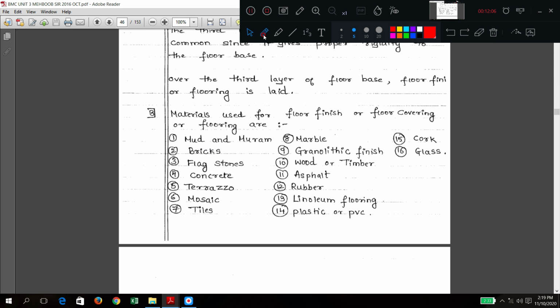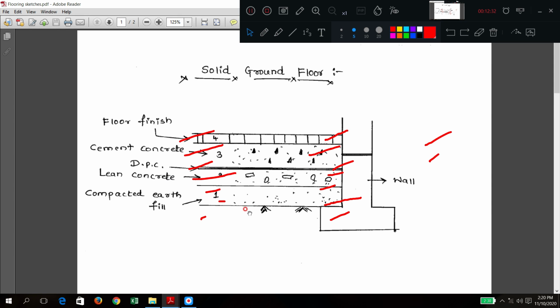So what are the things we can use? We can use mud, bricks, stones, concrete, terrazzo, mosaic, normal tiles, marble, granulithic finish, wood, asphalt, rubber, linoleum flooring, plastic, cork, glass. So many types are there. Just go one by one, but you understand. Basic construction is almost equal to this. Every type is similar, only at the top the covering will be different.